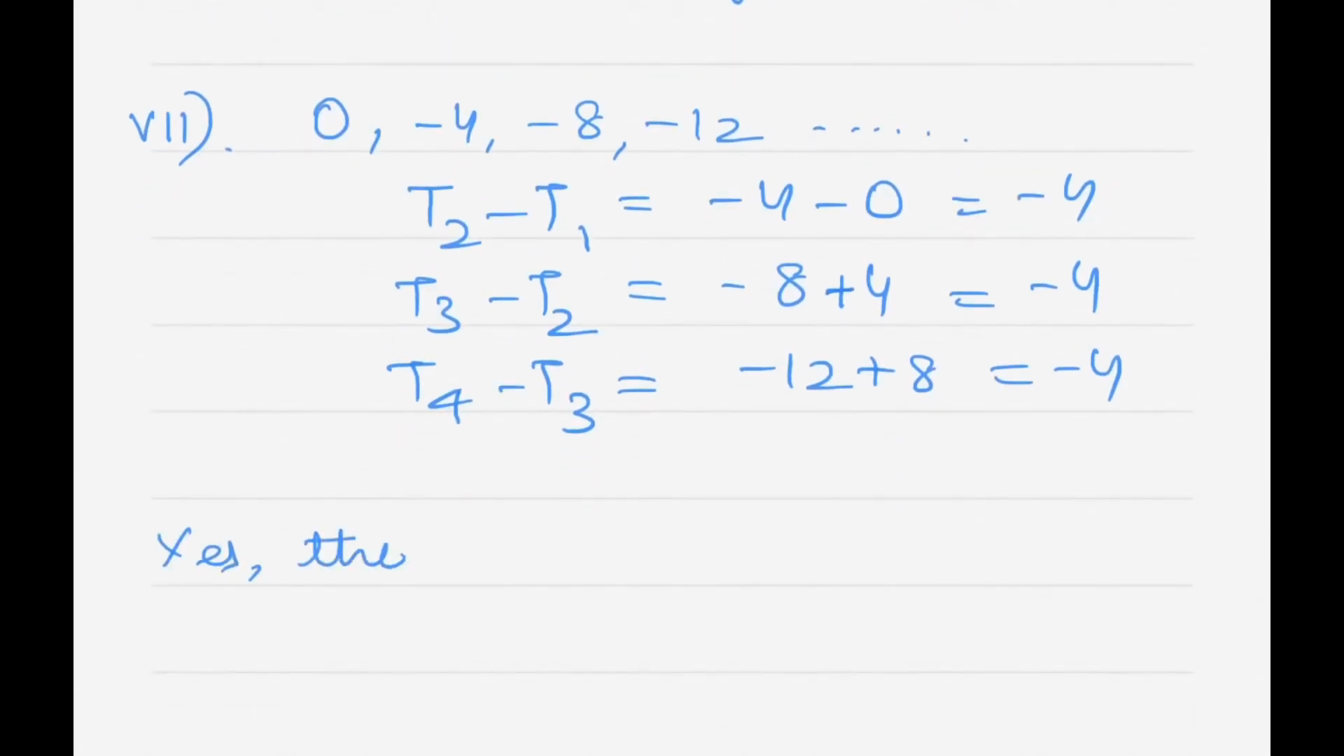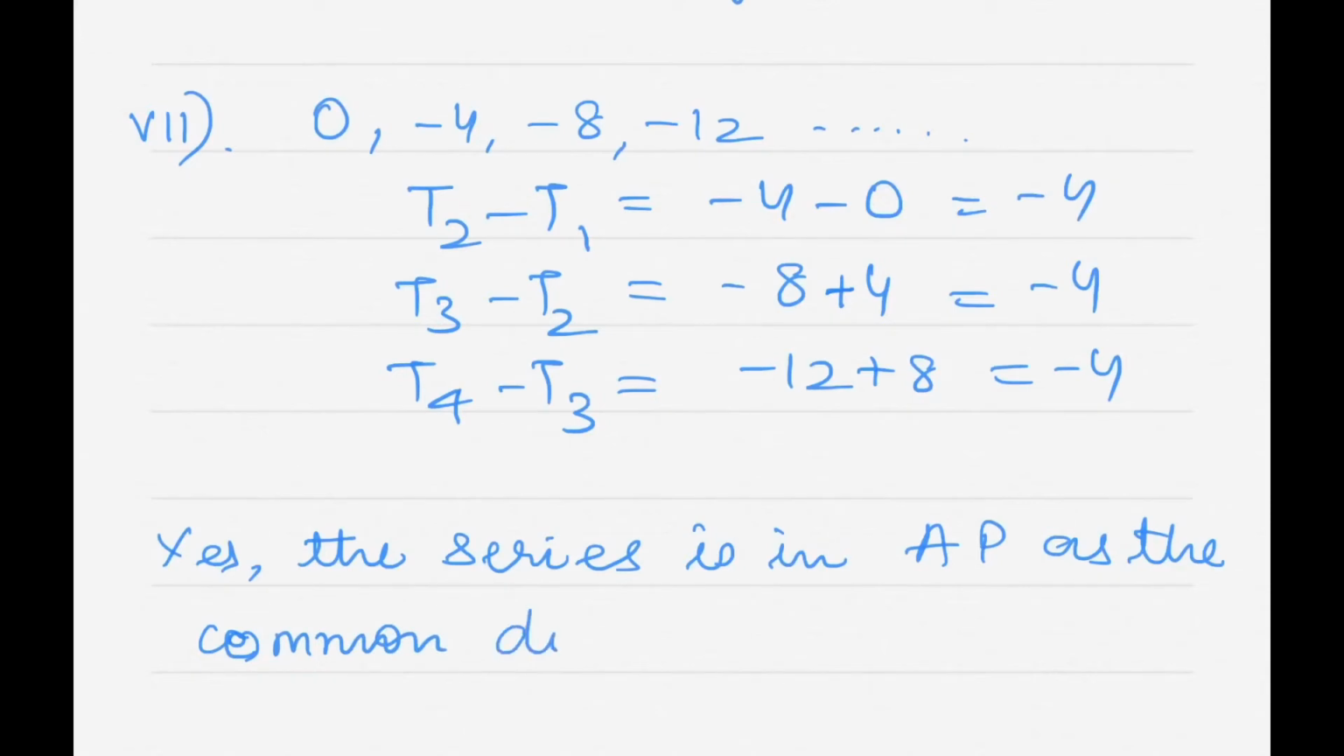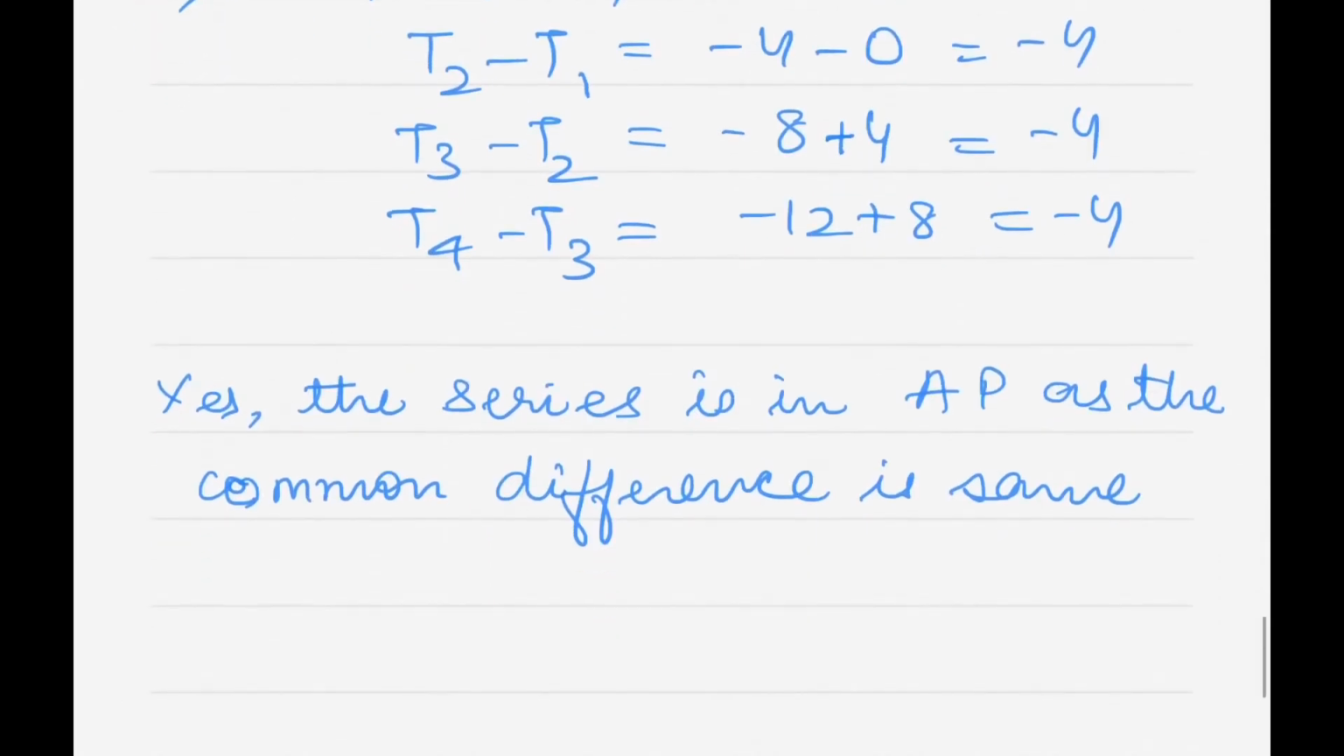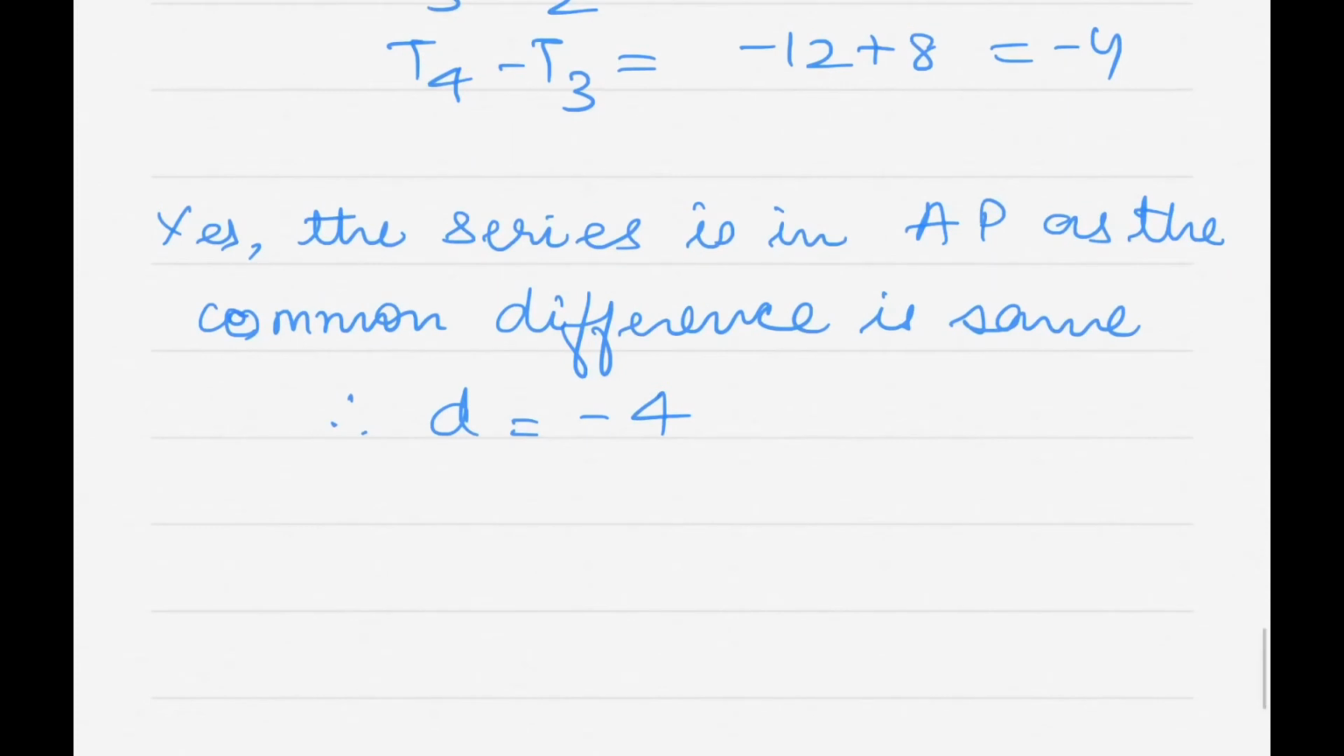So yes, the series is in AP, as the common difference is same. And what's the common difference for this one? Therefore D is equal to minus 4. We figured it out, right, before this only. Now therefore next three terms are, what was my fourth term?